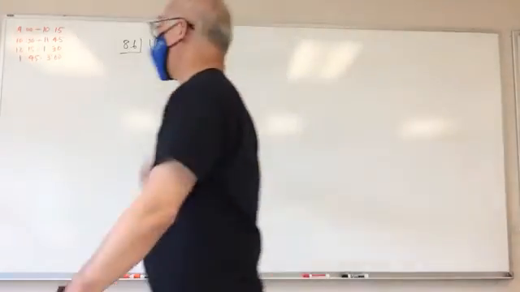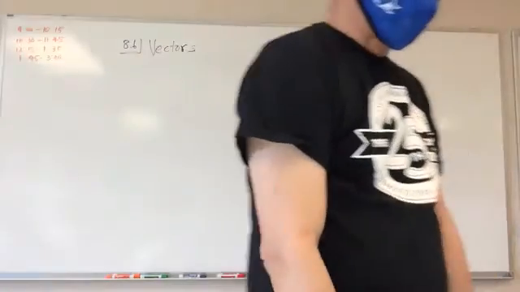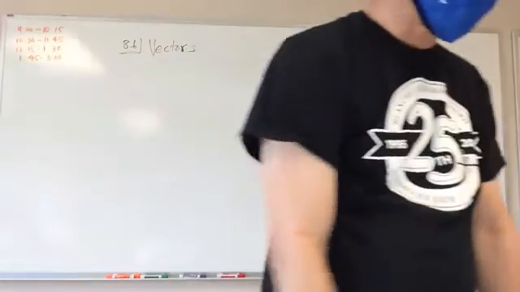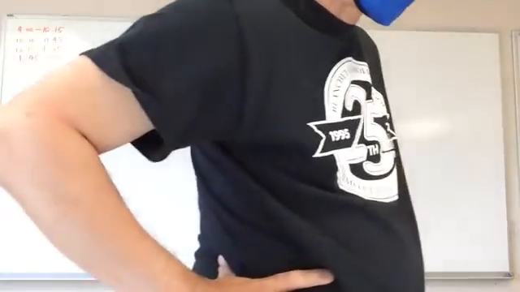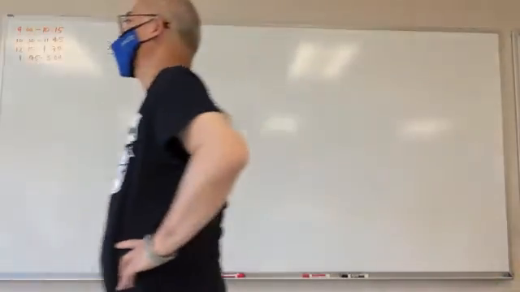Okay, so we're looking at vectors here today. Vectors. So let's go ahead and look at the top of page 577. It says the speed and direction an object moves can be represented by a vector. Notice it said speed and direction.